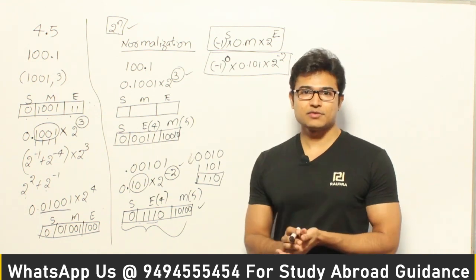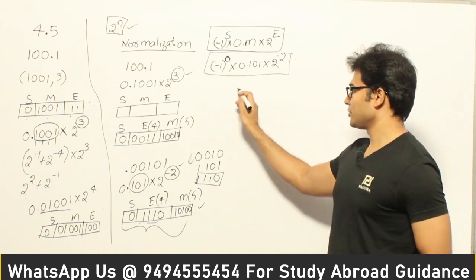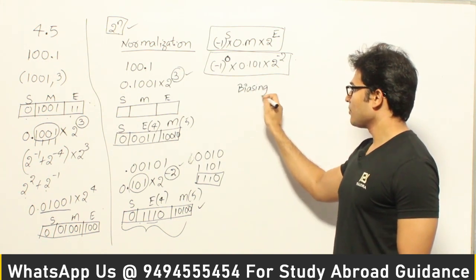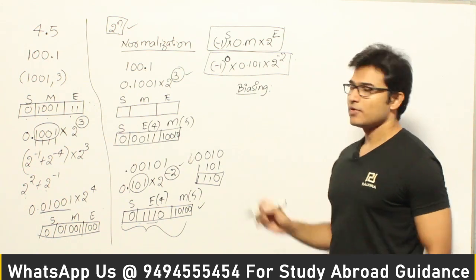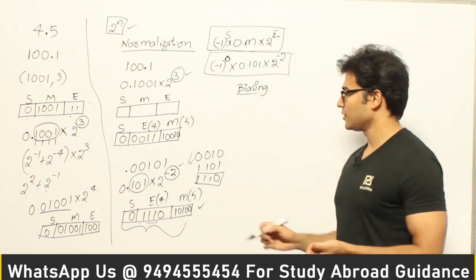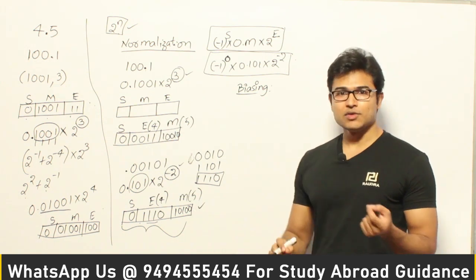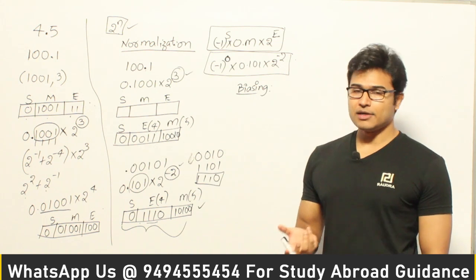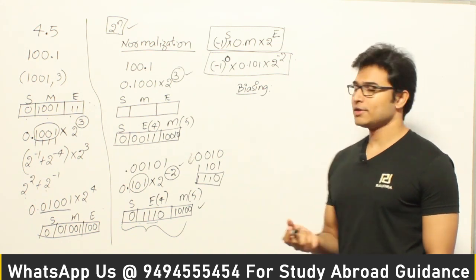That is why sometimes, or always, we are going to use something called biasing. Biasing is a method by which we can convert every negative number also to positive. So for example, if you have 5 bits, using 5 bits, how many numbers can be represented in 2's complement and what is their range?